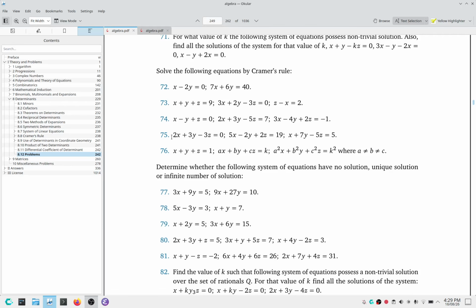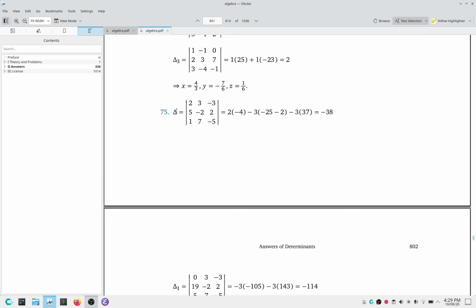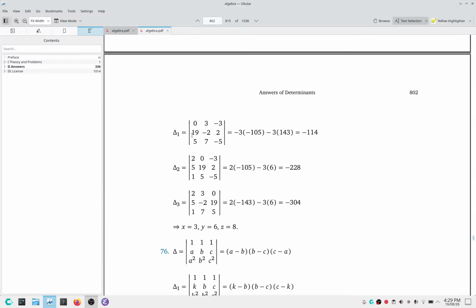So we have to solve question 75: 2x plus 3y minus 3z is equal to 0, 5x minus 2y plus 2z is equal to 19, x plus 7y minus 5z is equal to 5. So we compute the determinant of the coefficients of x, y, z. We get 38 as the answer of the expansion.